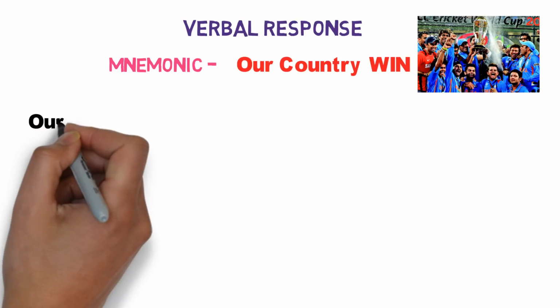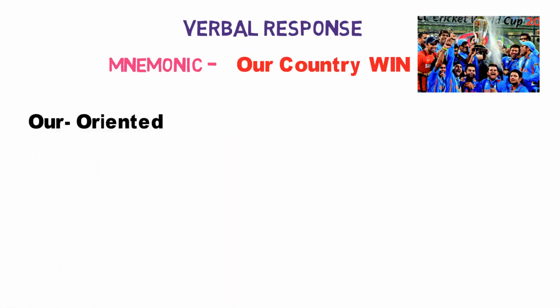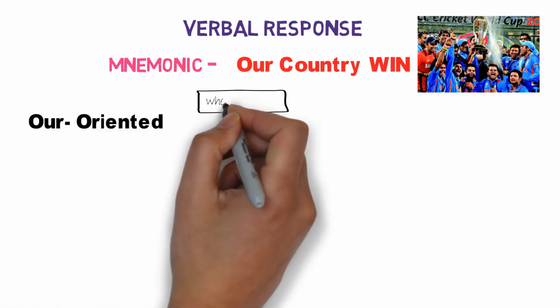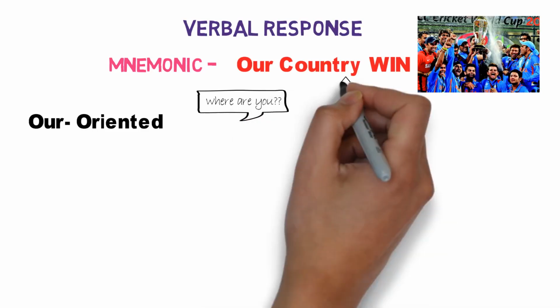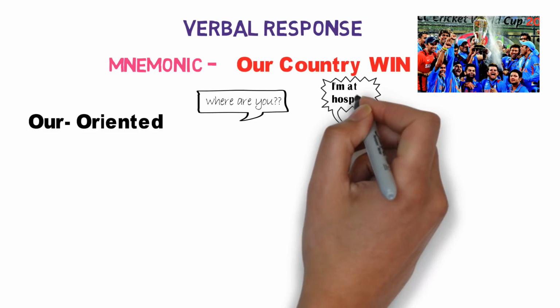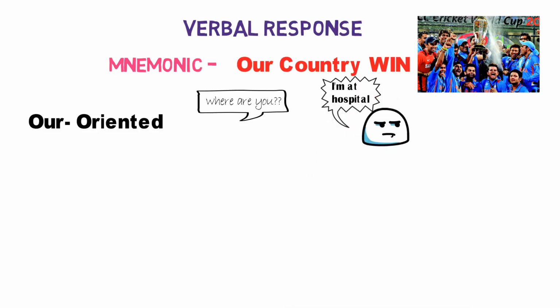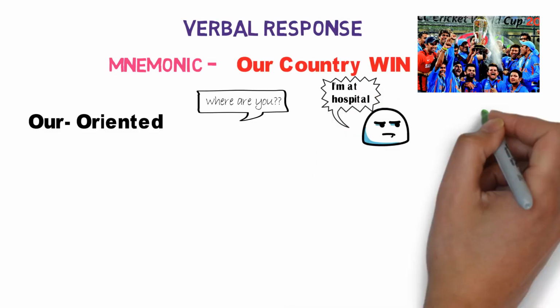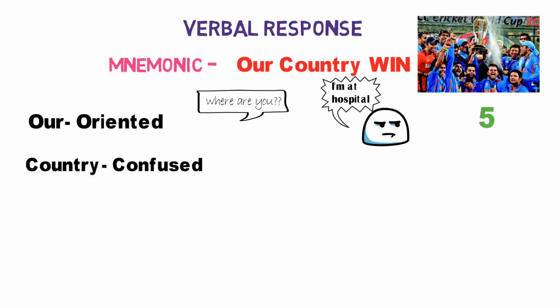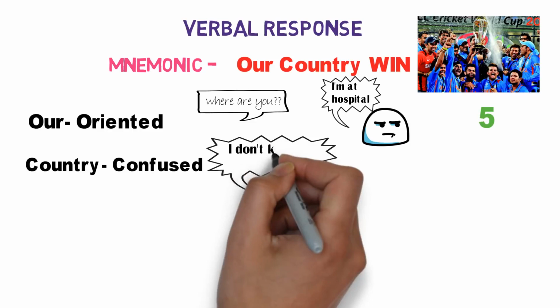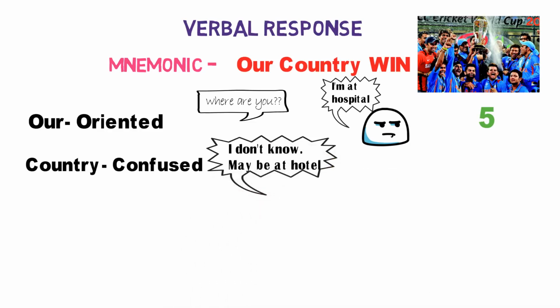Coming back to the mnemonic, O in our stands for oriented. If you ask a patient, where are you and which month is it, and if he or she answers correctly that I am at hospital, that means patient is oriented, so verbal score is 5. C in country stands for confused. If patient replies that I don't know or says something like maybe at a hotel, that means he is confused, so verbal score is 4.